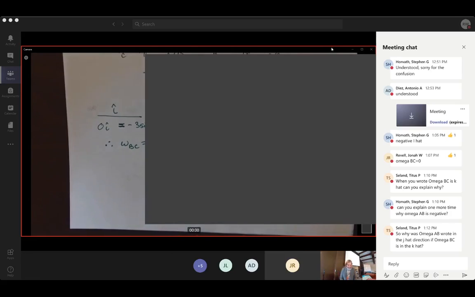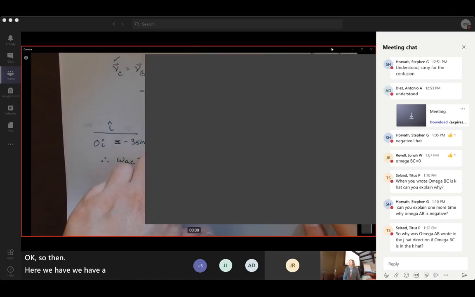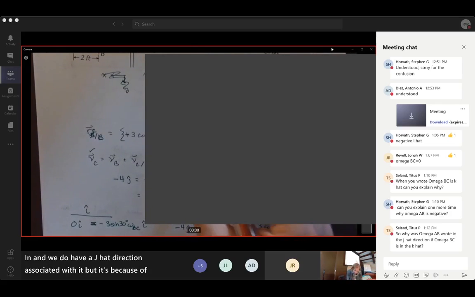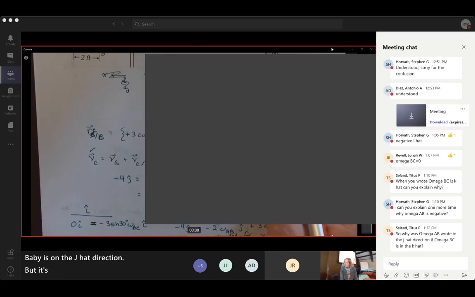Okay, so then here we have omega AB, we do have a j-hat direction associated with it, but it's because of this. Because we're really looking at VB, which is in the j-hat direction, but its magnitude is equal to the radius times the angular velocity. And so we're basically just subbing this in for the magnitude of VB. And so that's why there's a j-hat here.